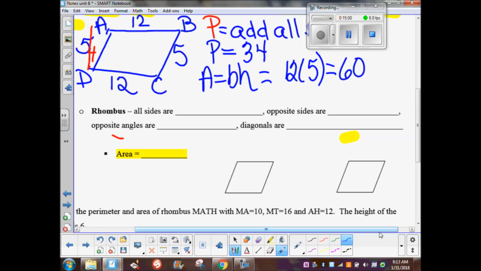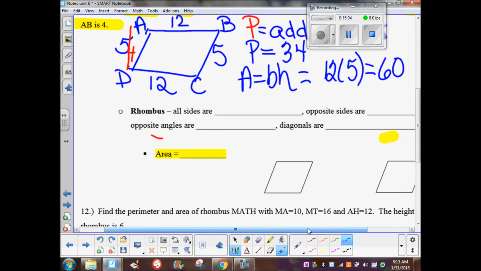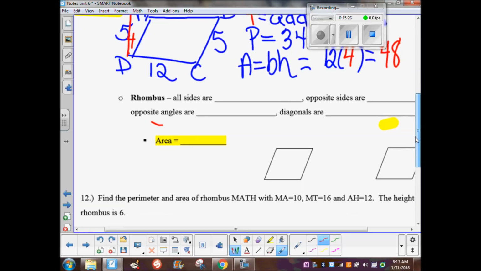Base times height, yes, thank you. I made a mistake. So the base is 12, but what's the height? I even wrote it in red. 4. Height is 4. Yeah, we gotta change that. Make sure you change it. So we know that the height is 4, so now what's the area? 48. Yeah. Okay, good catch on that one.